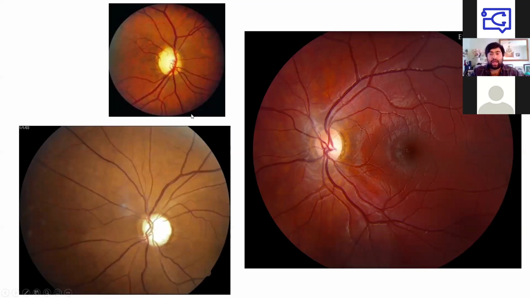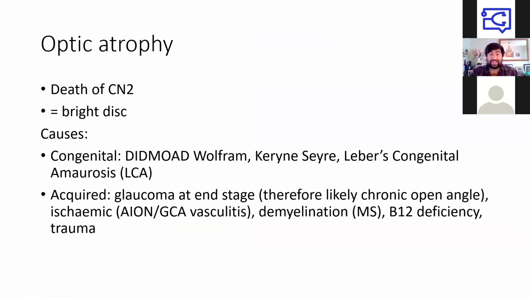So these fundus photos are all of the same thing. You can see that the optic nerve head and the disc is very, very pale, and that's called optic atrophy. So just think about that when you see someone with a very pale disc. In my experience, it does not really feature much in exams, actually. And then generally, you can think about the causes as either congenital or acquired. The congenital causes are all kind of slightly rarer genetic conditions.